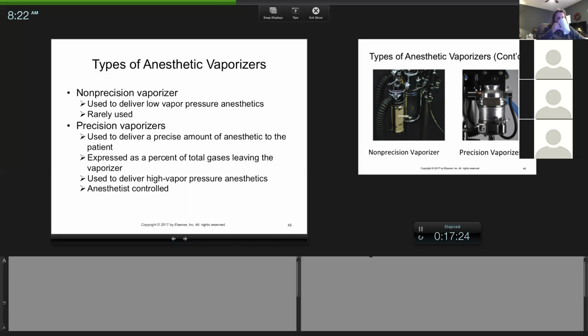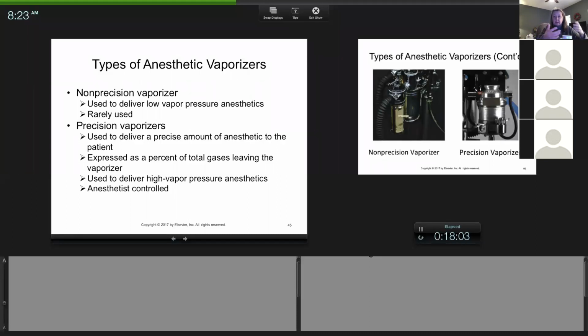Is non-precision for low? Yes, because remember, low vapor pressure anesthetics don't want to turn to a vapor as readily, so you can use a non-precision because they don't vaporize as readily. The new agents, which is ISO and SEVO, are high vapor pressure anesthetics, and so they are kind of volatile. Yes, what Emily wrote there. So precision vaporizers are used to deliver high vapor pressure anesthetics, which is what we use today.